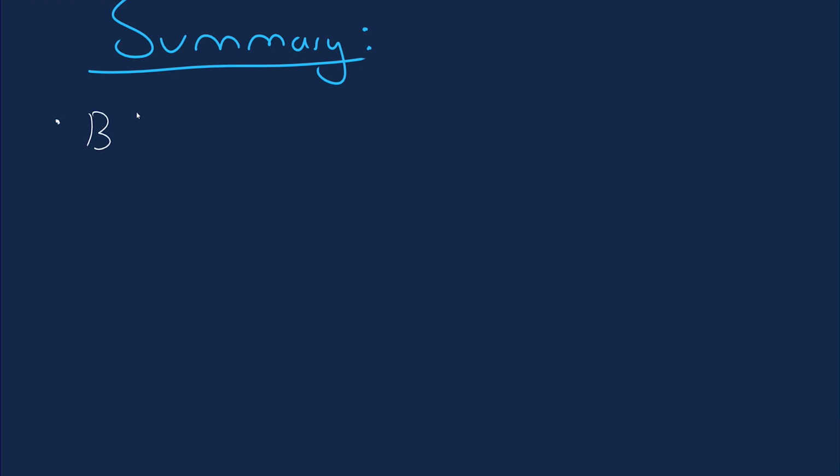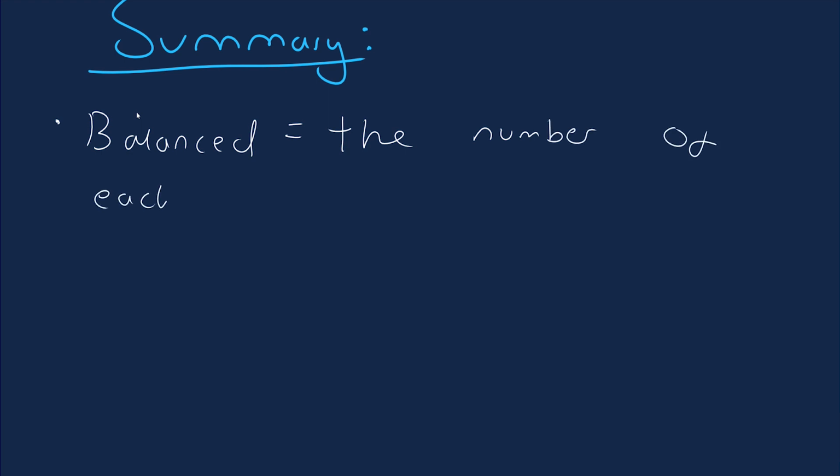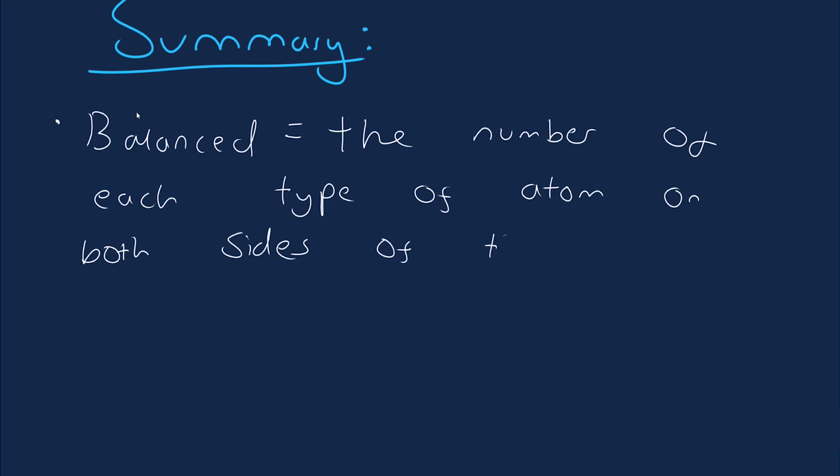Do you remember what we said a balanced equation was? We said a balanced equation was an equation where we have the same number of each type of atom on both sides of the arrow in the chemical equation.